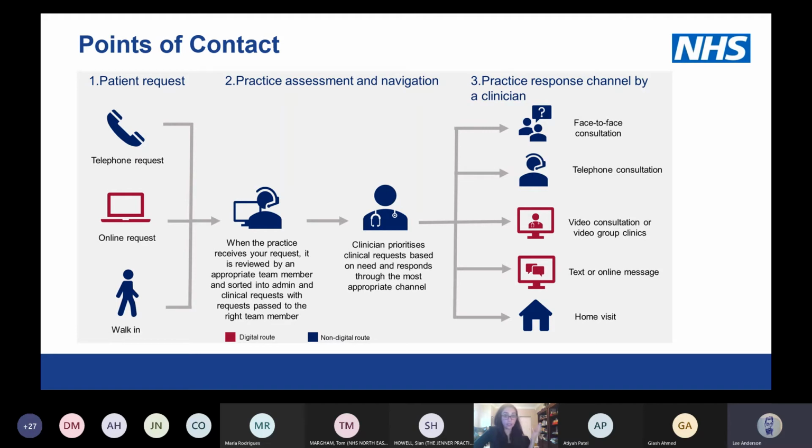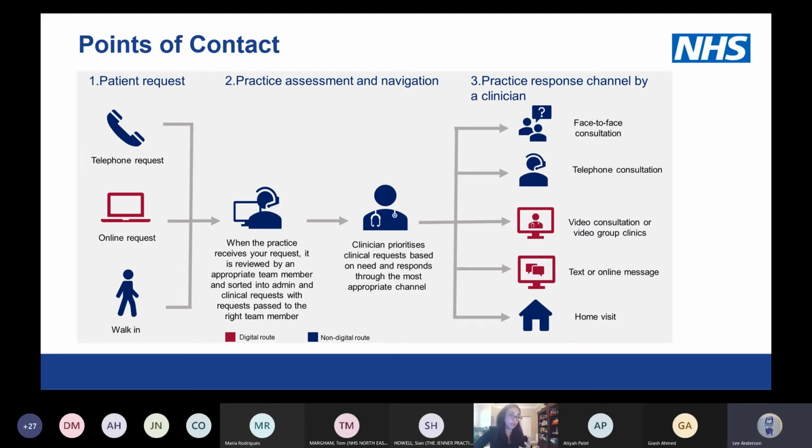And that includes face-to-face consultations, of course, when needed, but also telephone, video consultations. Some practices also provide video group clinics, text or online messaging for straightforward, quick queries, and of course a home visit wherever that is necessary. So the three critical steps are really asking patients what they need, signposting by the appropriate member of the team, and then clinical triage to decide on the right consultation modality and time frame.